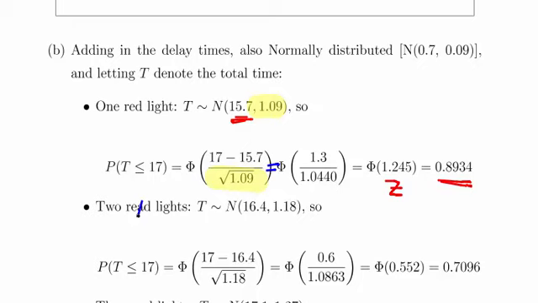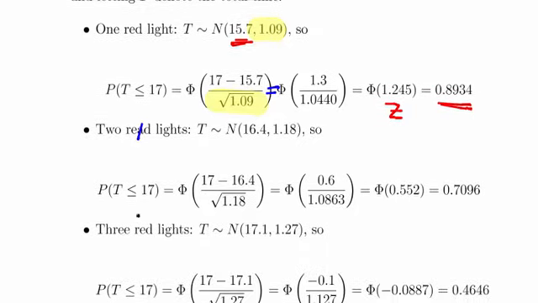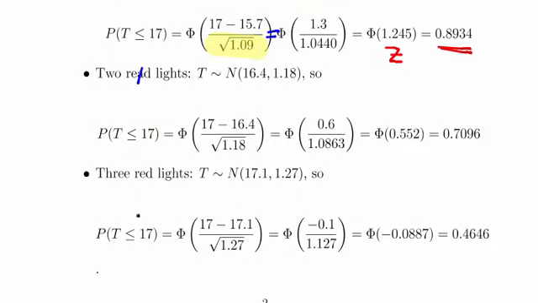15 plus 0.7 plus 0.7, and the variances are 1 plus 0.09 and 0.09. That is 16.4 as our mean and 1.18 is our variance. So it's exactly approaching it the same way as we've done before. So our z-score is 17 minus 16.4 divided by the square root of 1.18.